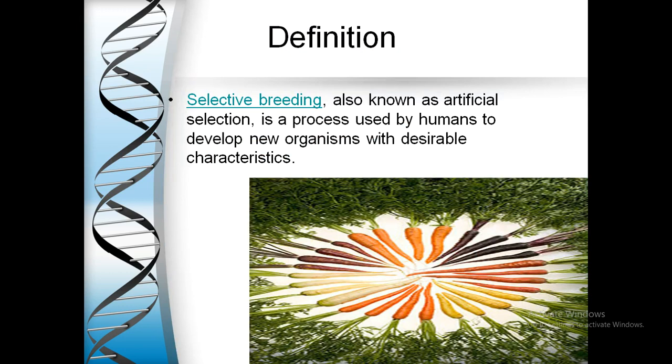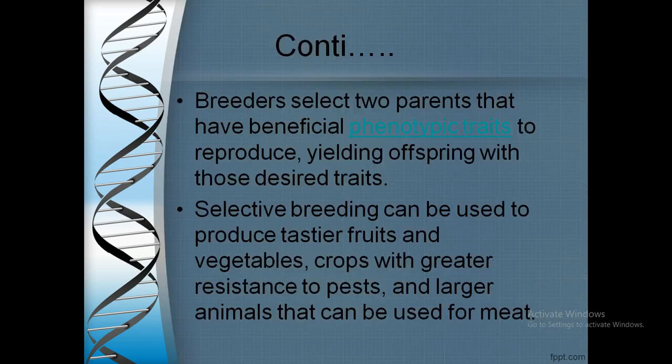Selective breeding, also known as artificial breeding or artificial selection, is a process used by humans to develop new organisms with desirable characteristics. Breeders select two parents that have beneficial phenotypic traits to reproduce, yielding offspring with those desired traits. Phenotypic traits are those characteristics which are physical or which can be seen with the naked eye.